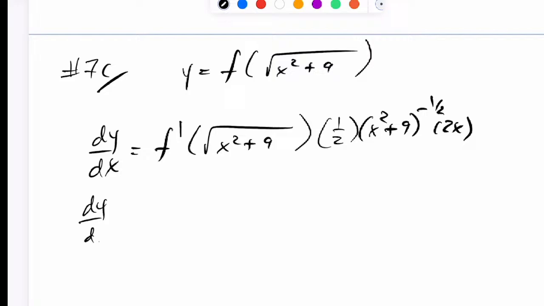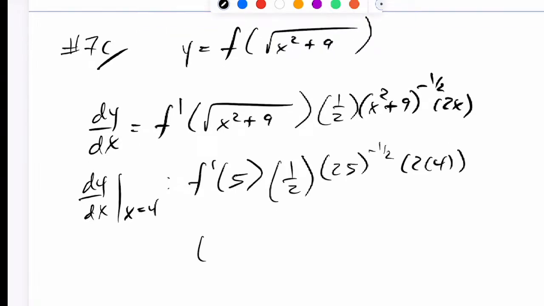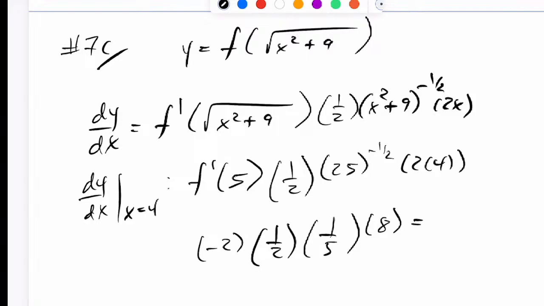They just want the derivative of y with respect to x when x is 4. So this is f prime at, this is going to be 16 plus 9. This is going to be f prime at 5 times a half times 25 to the minus a half times 2 times 4. But in the question, they tell me that this is negative 2. So I'm just subbing all this in. This will be 1 over 5. And that'll be 8. So negative 8/5 for that one.